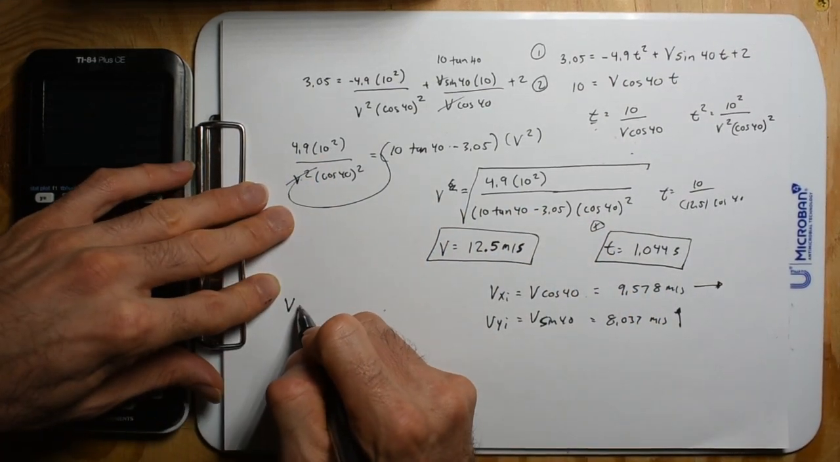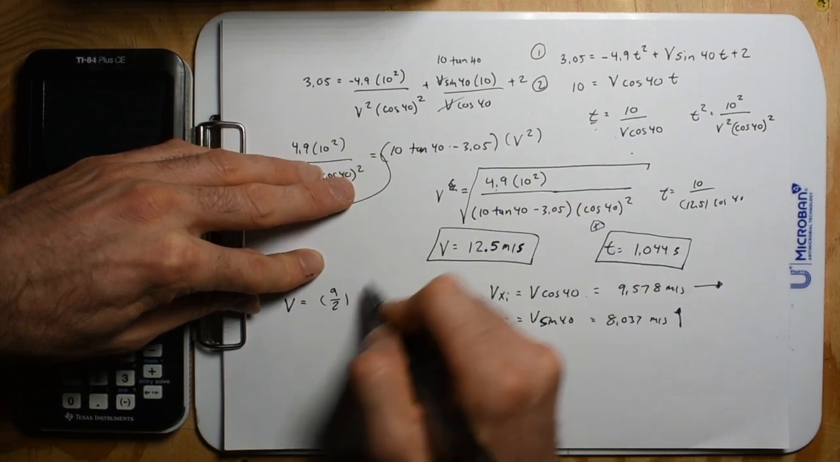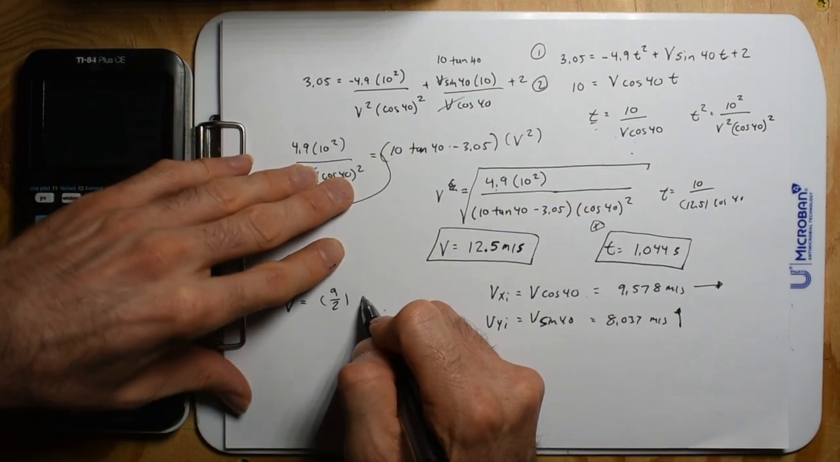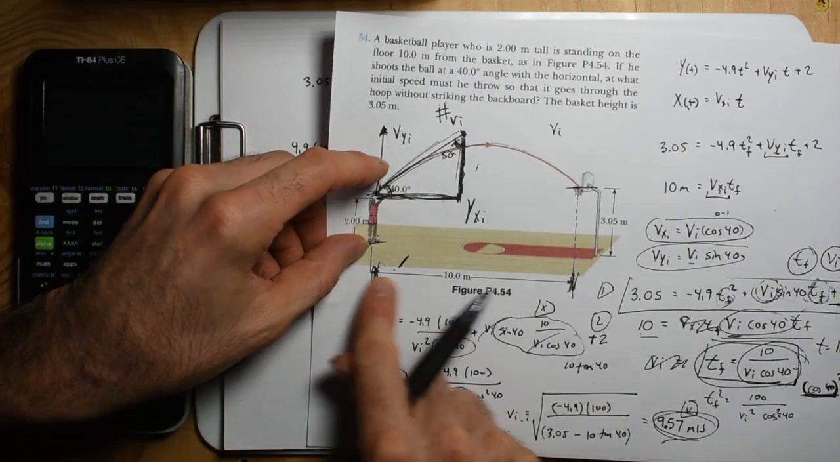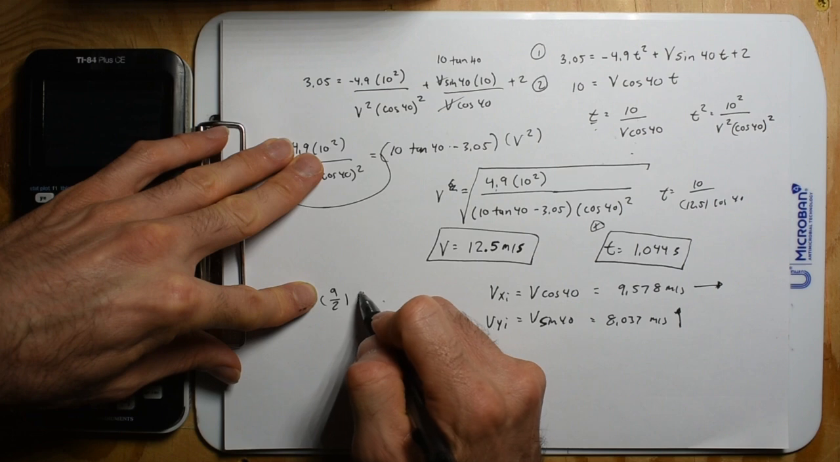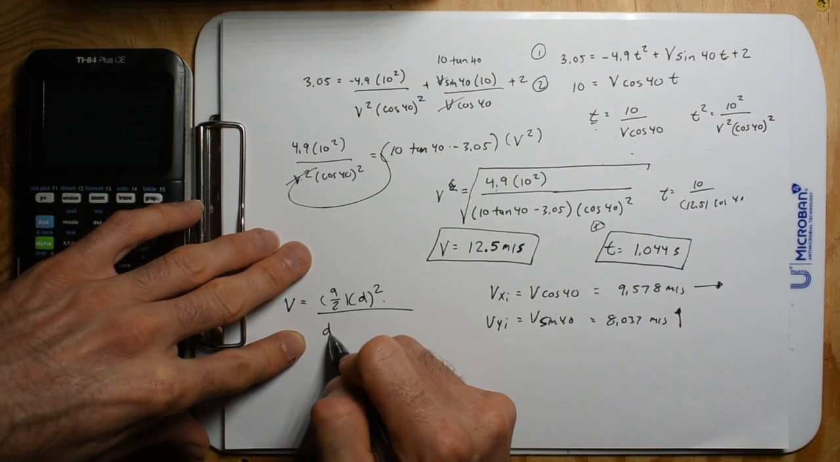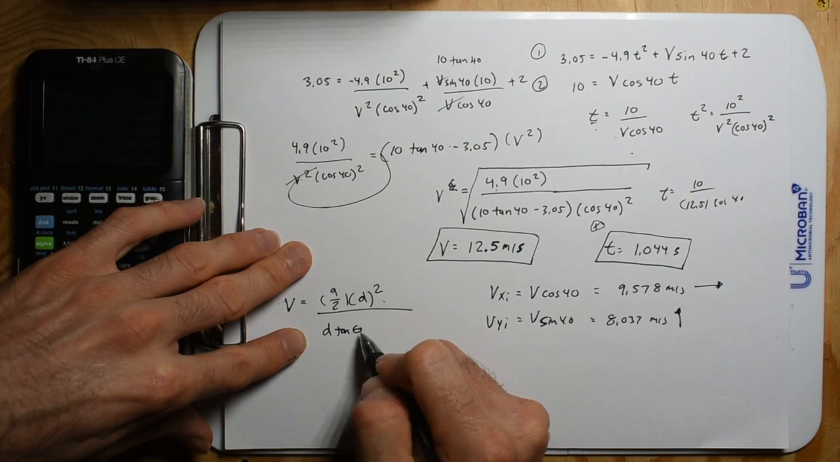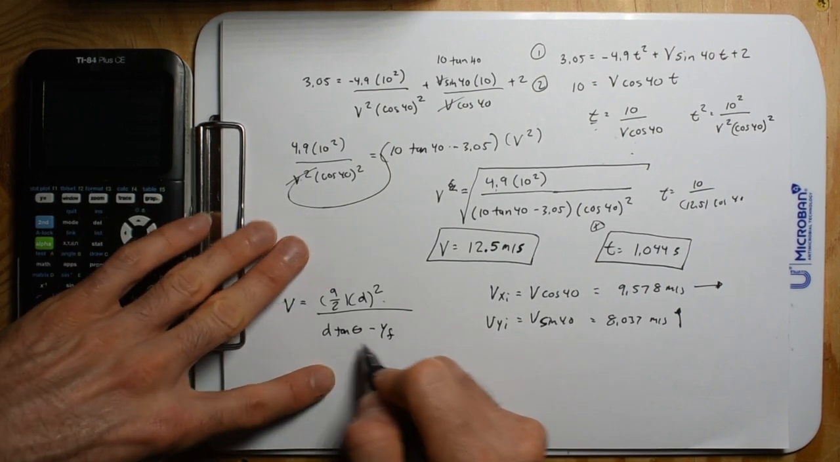And so finally, we got our equation. If we want initial velocity, we're going to go acceleration divided by 2. That's that term. Our distance, and what should we call this? I'm just going to call it distance from the rim. I'm just going to call it d, and we're going to square it. So we got d squared divided by d tangent of our angle minus y final.